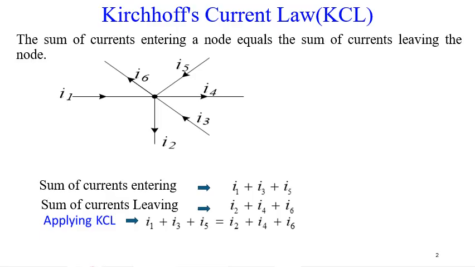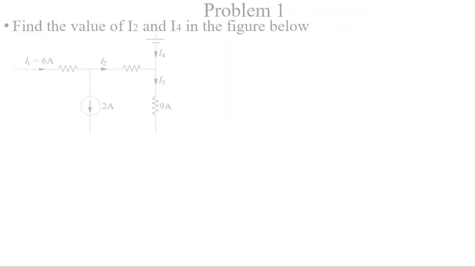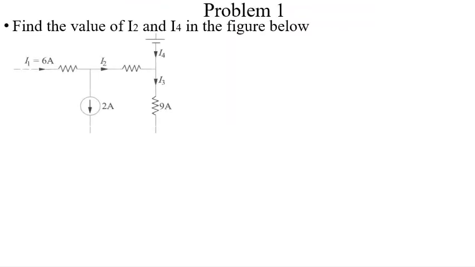So we take our problem 1. Problem 1 says we should find the value of I2 and I4 in the figure below. What do we first do? We have to identify the nodes. You see, they didn't tell us that we should use KCL here. That's how the questions will come: simply find the value of I2 and I4. So we have to identify the nodes so that we can now use KCL.